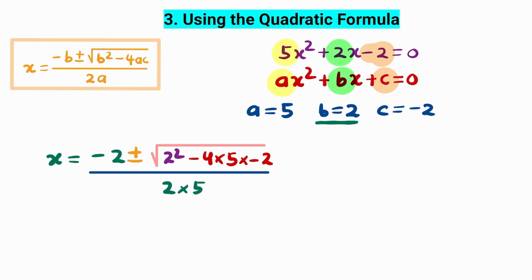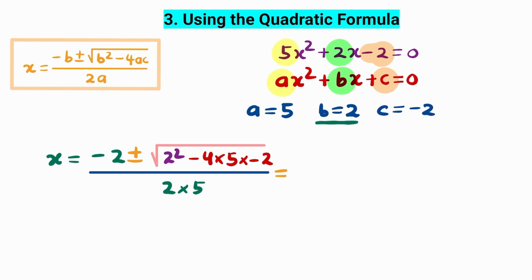First of all, let's calculate 2 squared minus 4 times 5 times minus 2. What is 2 squared? 2 squared is 2 times 2, which is 4. Minus 4 times 5 is minus 20. And then minus 20 times minus 2 is plus 40. 4 plus 40 is equal to 44.